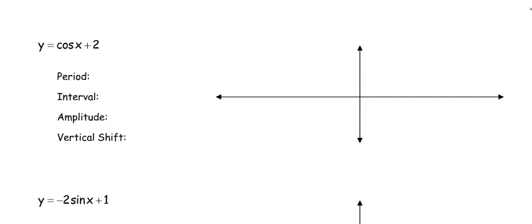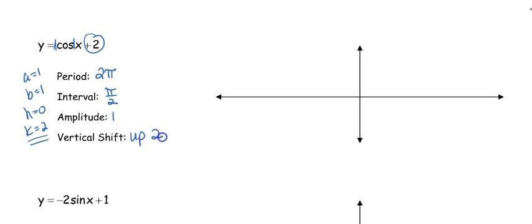Now our next graph is cosine. Notice that here our A value is back to 1. Our B value is still 1. There's still no H because we're going to talk about horizontal shifting later. Your K value is 2. We have not changed the period, which means it's still 2 pi. The amplitude is still 1. And that K equals 2, that's going to cause my graph to go up 2.